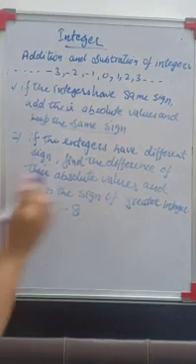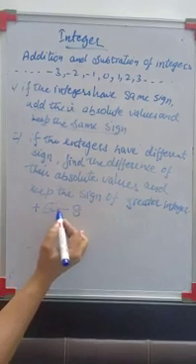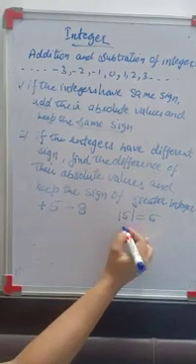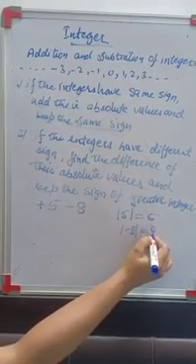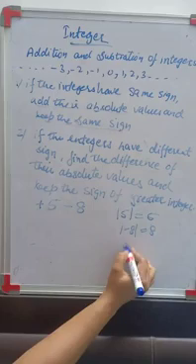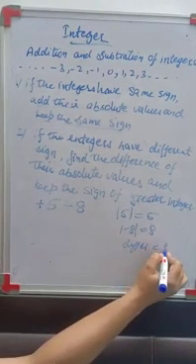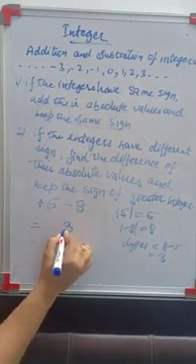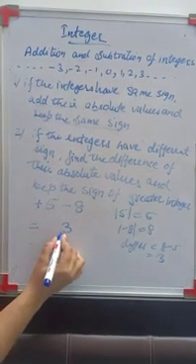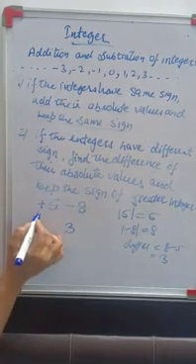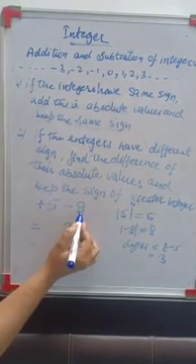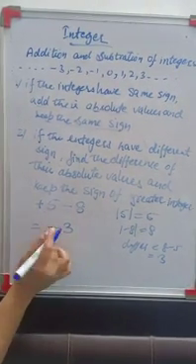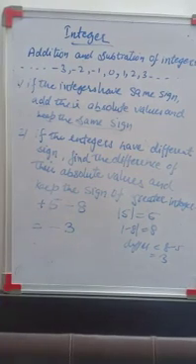Now what we need to do is find the difference of their absolute values. The absolute value of plus 5 is 5. The absolute value of minus 8 is 8. Find the difference. The difference will be 8 minus 5, which is 3. So find the difference of their absolute values and keep the sign of the greater integer. Now 5 and 8, which one is greater? 8. And what is its sign? Minus. So we need to put the sign of the greater term.